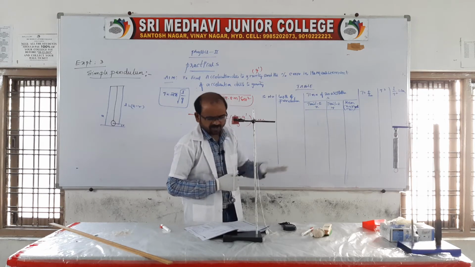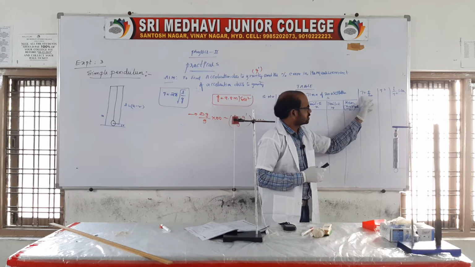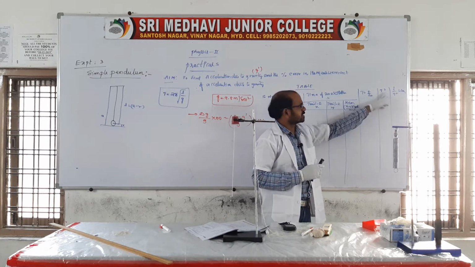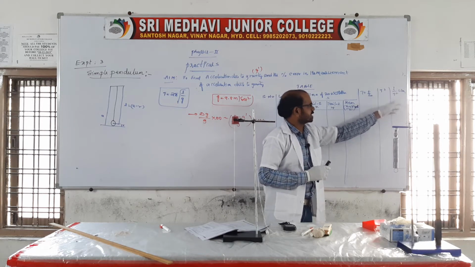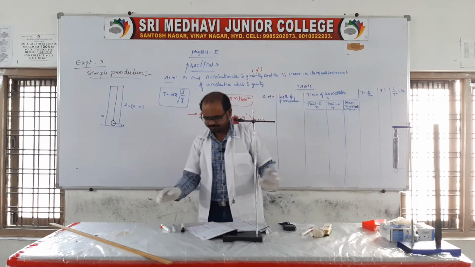Each and every time we need to get capital T, because it is the time period. Then after that T square. Then after that L by T square. That means the length of the pendulum divided by T square will give a constant.